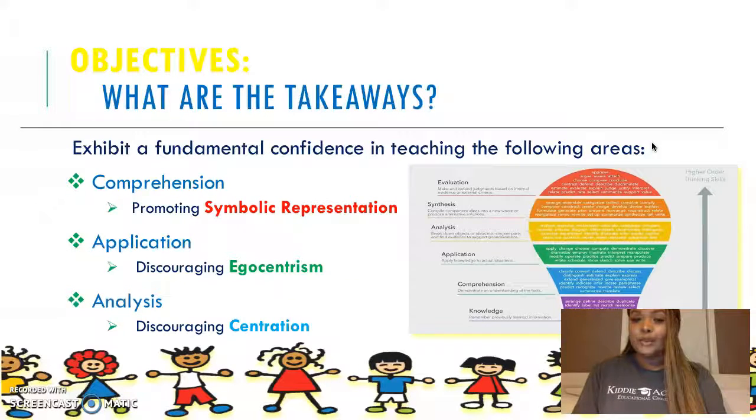Objectives. So what will be the takeaways? The teachers will be able to exhibit a fundamental confidence in teaching the following areas: comprehension, the ability to promote symbolic representation; application, the ability to discourage egocentrism; and analysis, discouraging centration. As you will see to the right of this slide, I have incorporated an image of Bloom's taxonomy. As you will see, analysis, application, and comprehension are all on the lower tiers of the order of thinking skills because these children are so young compared to those that are in the brackets of evaluation and synthesis.